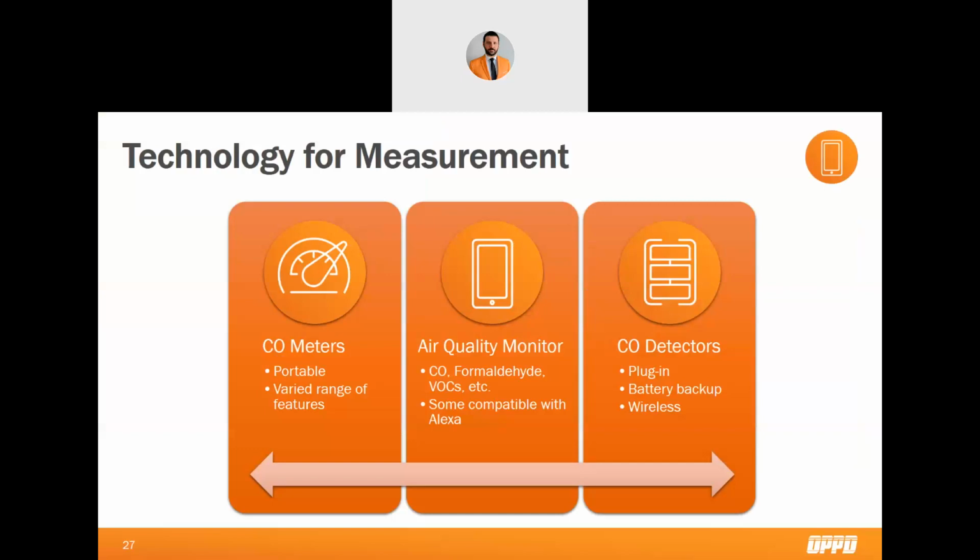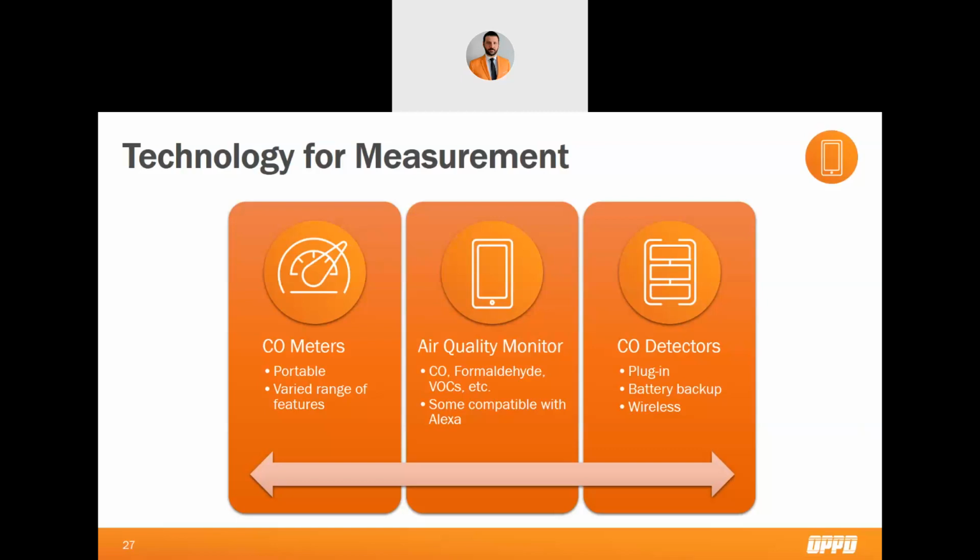The 3 main devices used for the home are carbon monoxide meters, an air quality monitor, and the tried and true carbon monoxide detectors. Carbon monoxide meters are battery-powered devices with a variety of features, but are used to test at the source of where carbon monoxide is generated. Carbon monoxide detectors do just that. You plug them into the wall of your living and or sleeping space to alert you if levels have gotten to unsafe levels. Be sure you purchase one with a battery backup.